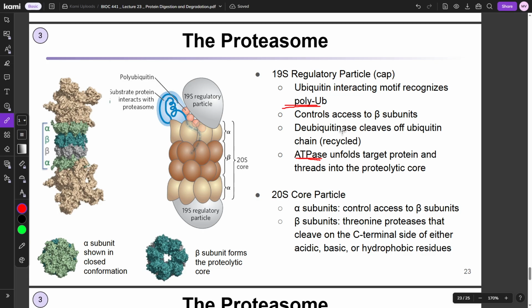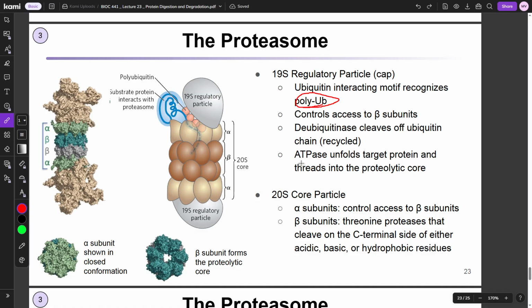So basically we're untangling it and then feeding it one by one, amino acid by amino acid, into the core. So just to recap, the first thing we have to do is recognize the polyubiquitin tag. Then we have to deubiquitinate it, so remove the ubiquitin and recycle it. And then we have to take the protein that we just deubiquitinated and feed it into the core of the proteasome, and we do that through an ATPase.